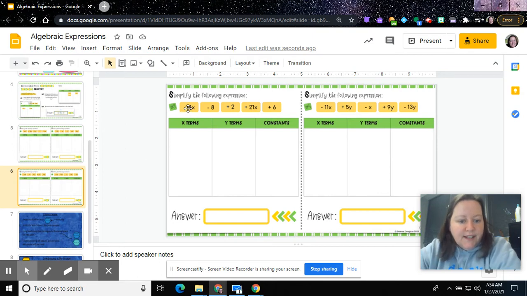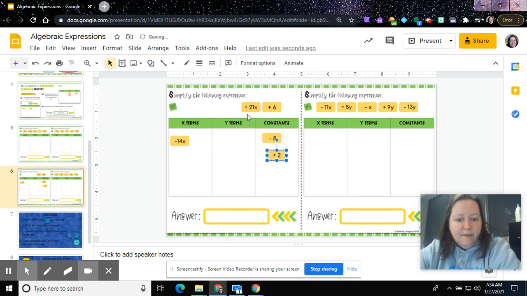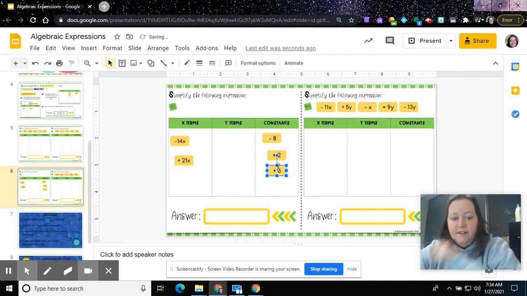I'll do the first one on this slide again. That one ends in x. This one doesn't have a variable. This one doesn't have a variable. This one has an x, and that one doesn't have a variable, so it's a constant.